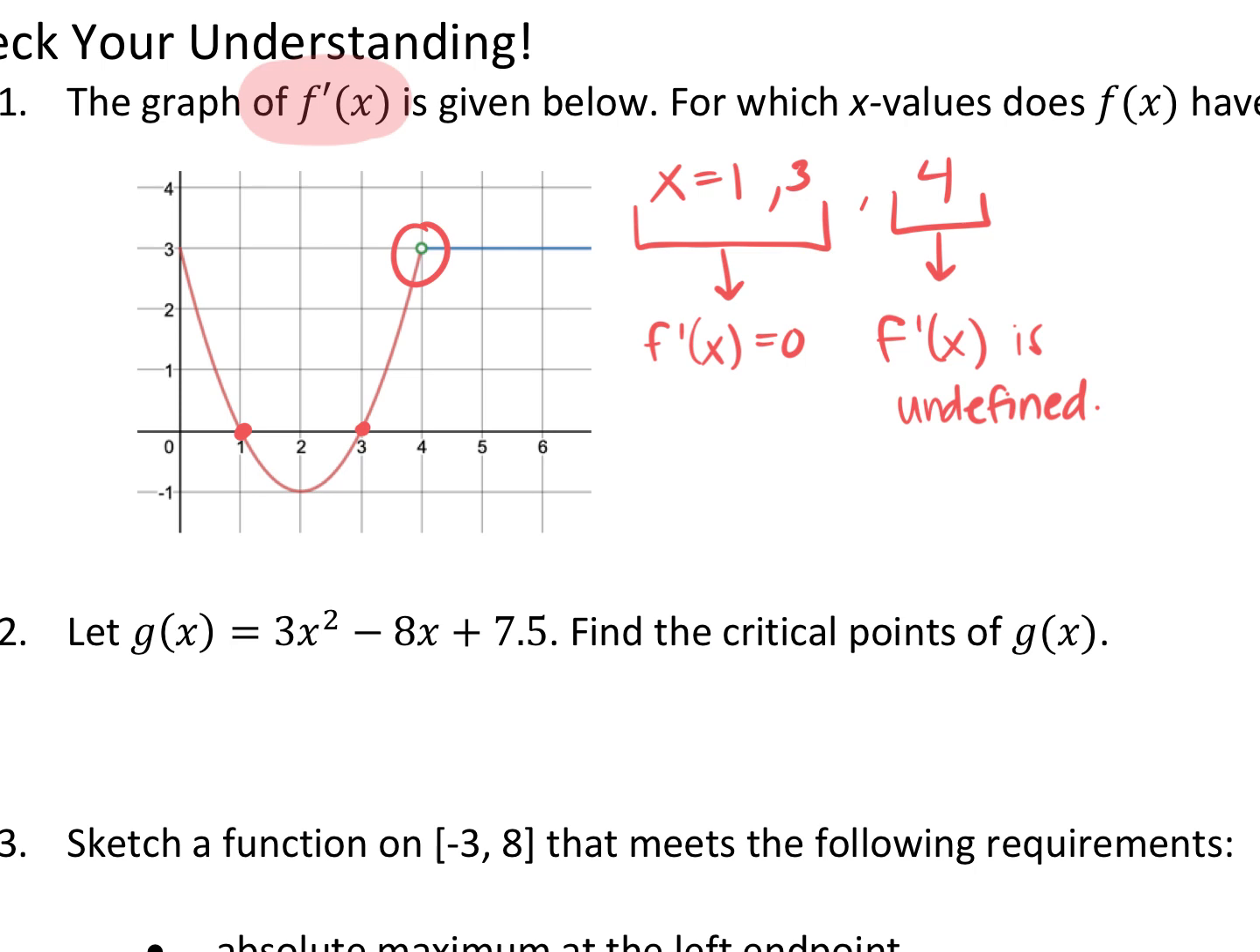What does this graph look like before we start taking derivatives? 3x squared minus 8x plus 7.5. It's a parabola, right? Is a parabola ever going to be undefined? No. Okay, so I don't have to worry about that. But I do have to worry about when the bottom of that parabola is equal to 0 at that tangent line, okay? So I have to take the derivative of this function, and I get 6x minus 8.